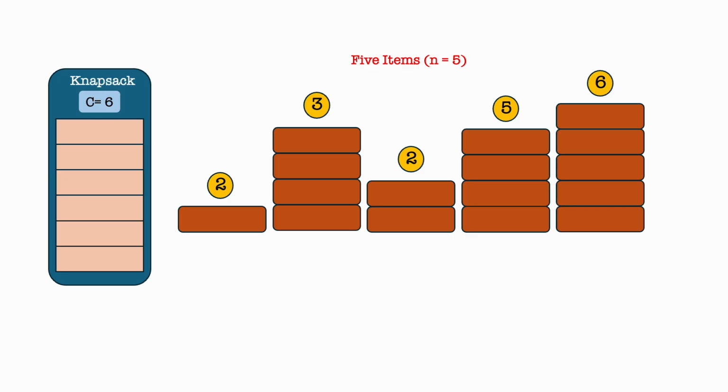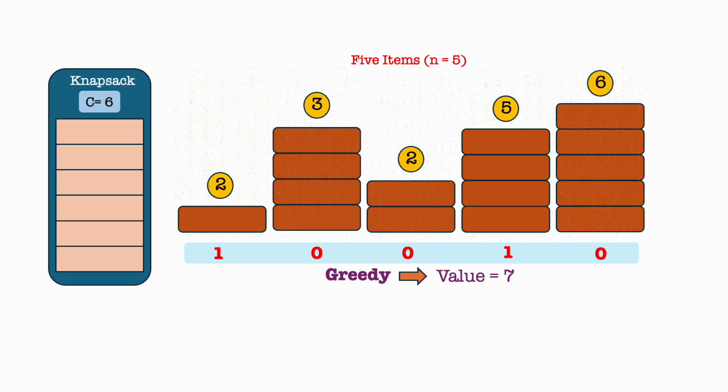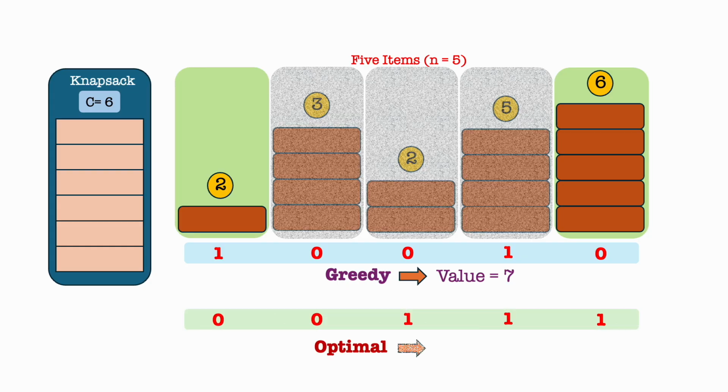If we consider the original problem, this greedy approach based on the value of the ratio keeps the first and fourth items in the knapsack. However, in this case, we get the value 7 from the knapsack, which is not the optimal one. The optimal solution is when we keep the first and last items in the knapsack.